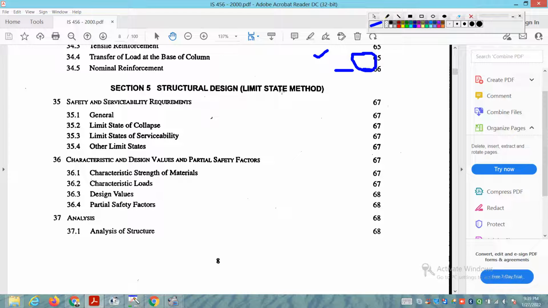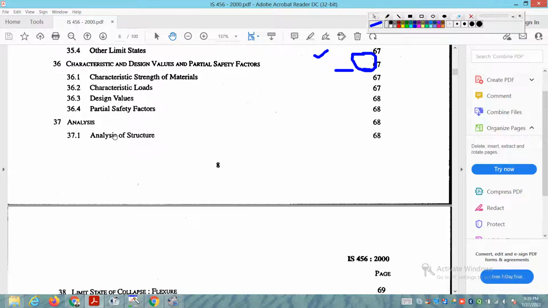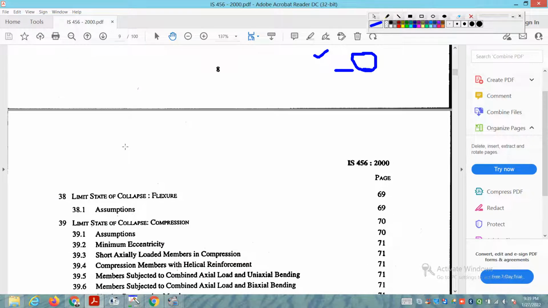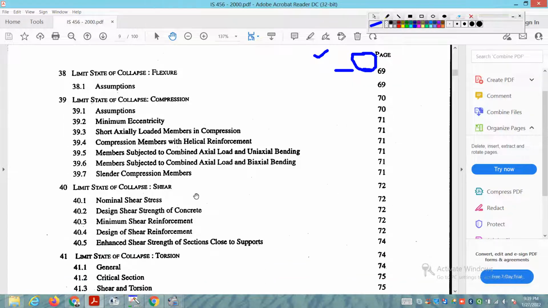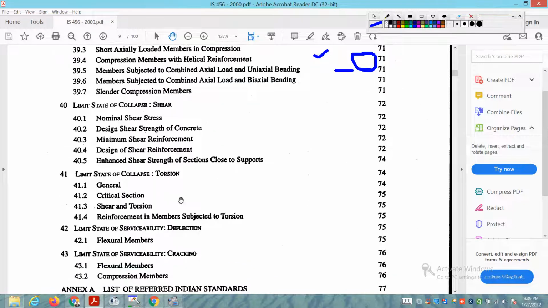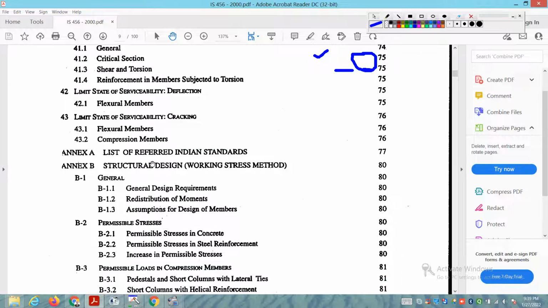As in limit state method, we apply a factor of safety to the loads. Related to analysis, this is chapter number 37. Limit state of collapse: flexure, limit state of collapse: compression, limit state of collapse: shear, torsion. So these are the chapters. A total of 43 chapters have been included in this IS 456:2000.